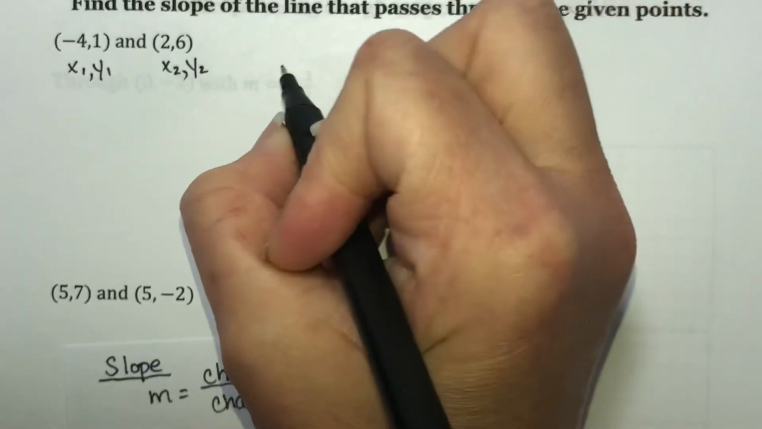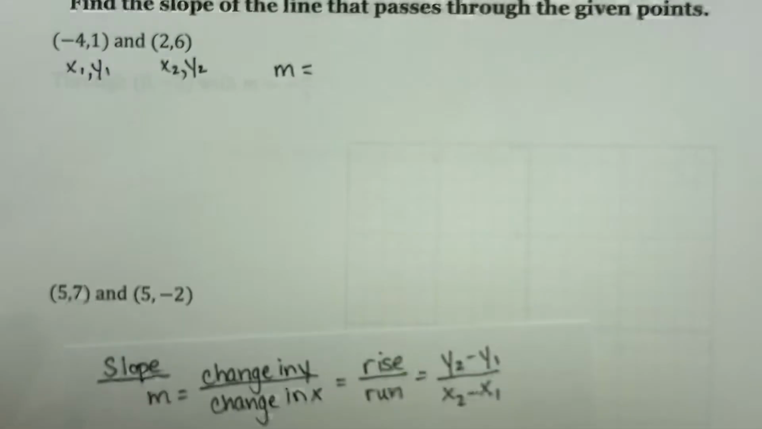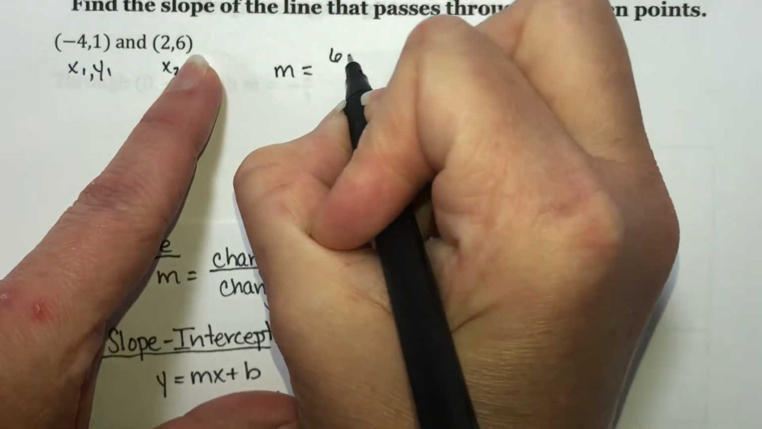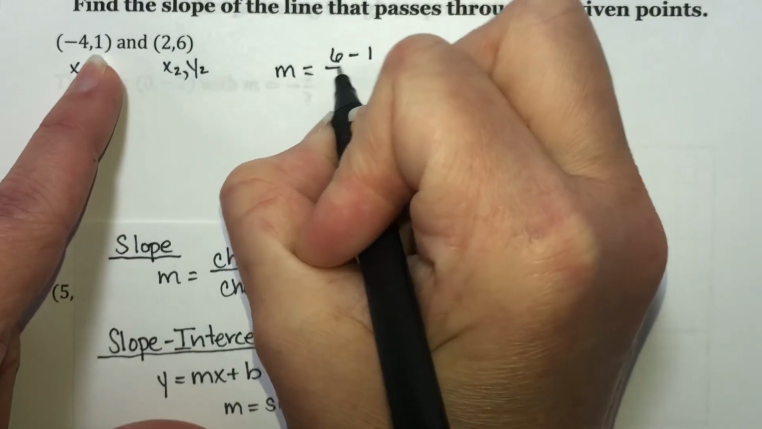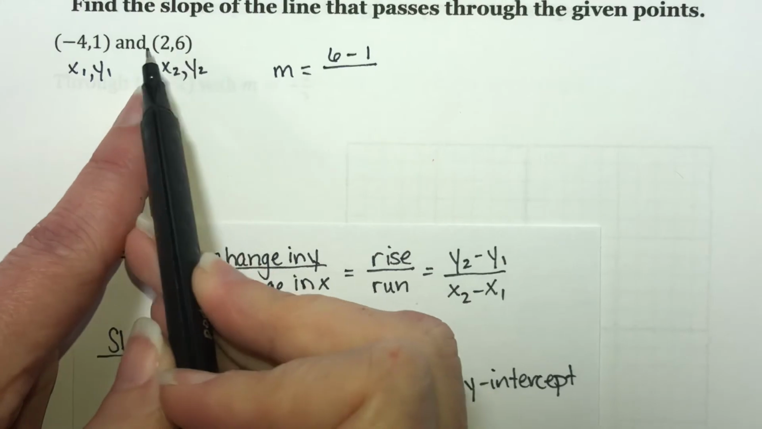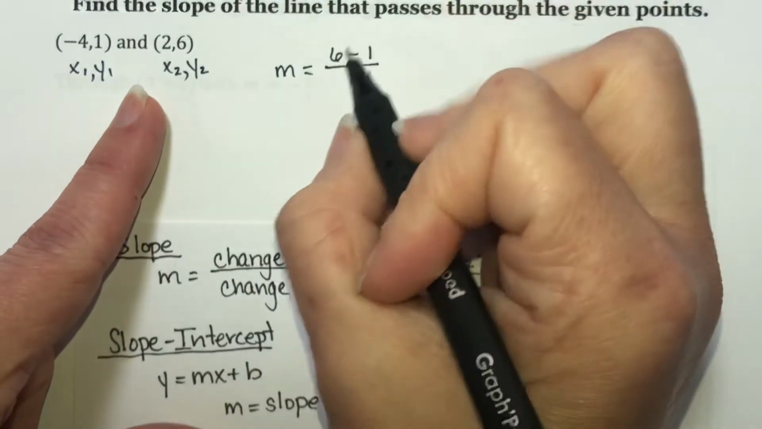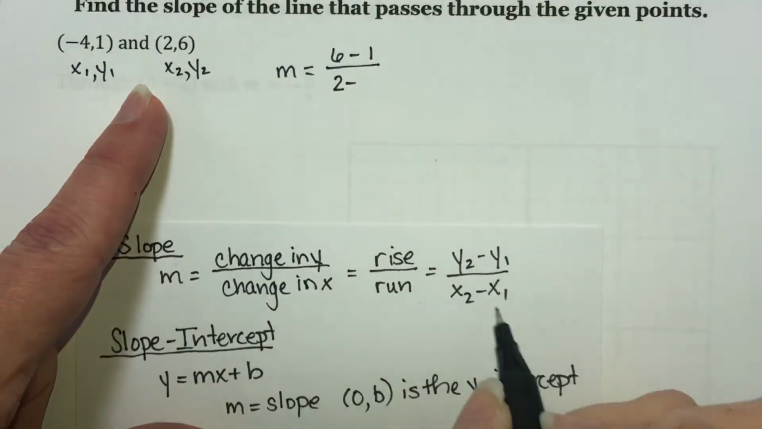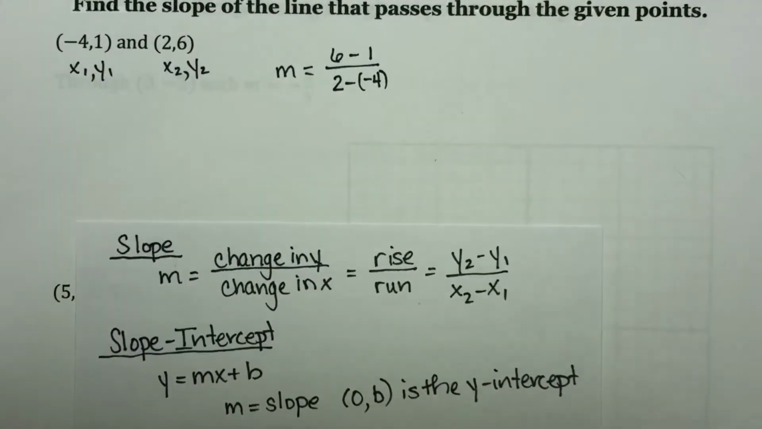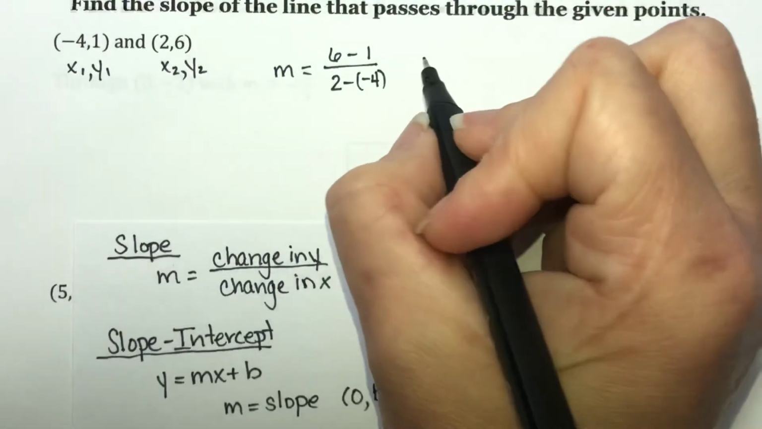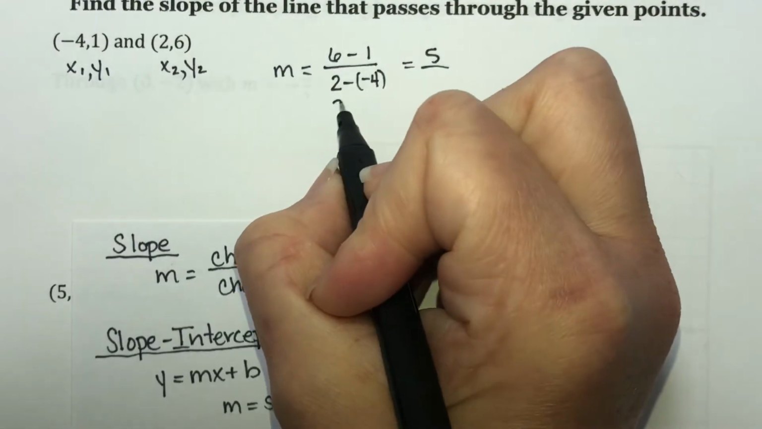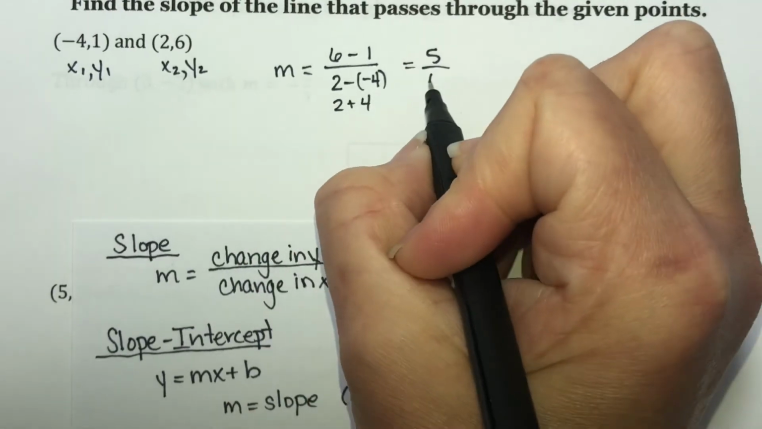Okay, so the slope, the formula says y2 minus y1, so 6 minus 1, over x2. Remember, I started with this 6, which means I need to start with this 2 on the bottom: 2 minus a negative 4. You want to be really careful with your signs. So what this gives me is 5 over, this is the same as 2 plus 4, 6.